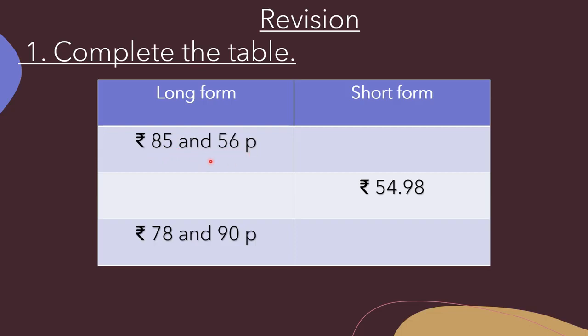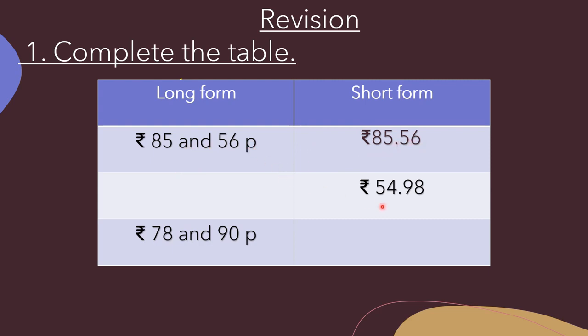So to convert it into short form, what we have to do, we have to just replace this and with dot. Okay, and we have to remove p from here. So how we can write it like this? ₹85.56. हमने यहाँ पर and को replace करके क्या कर दिया? Point लगा दिया, और ये जो p था पैसे वाला वो हमने remove कर दिया.